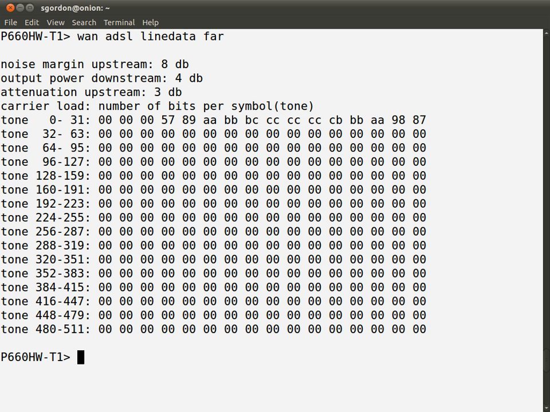500 times 4 is 2 megahertz. And that's what these numbers are representing here. They're representing how much data can be sent on a particular subchannel. This is for the far end. Note that this diagram is not to scale, that's the first thing. The voice is only a small part here, the download is much larger than the voice.